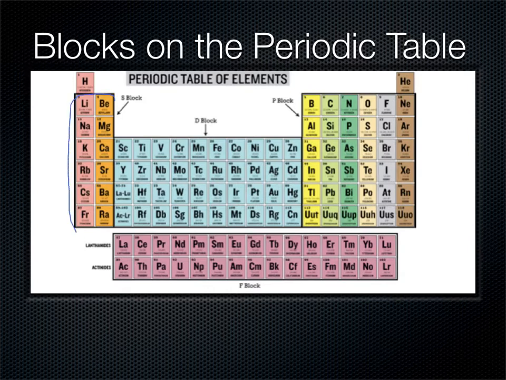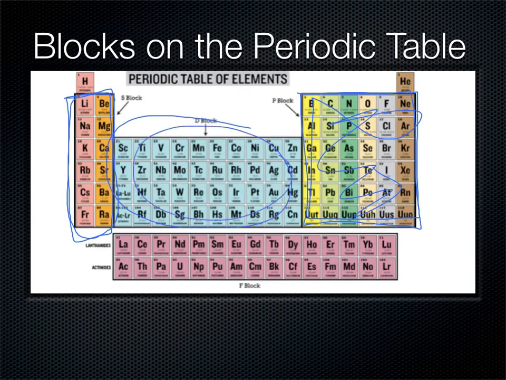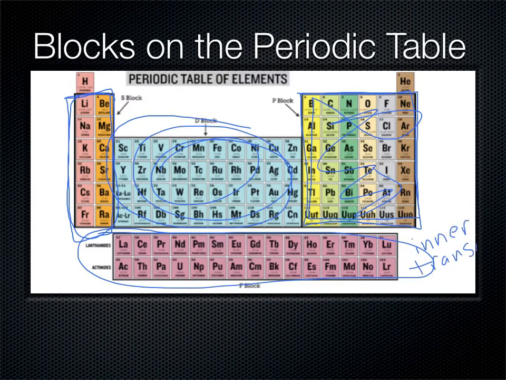So all of these guys right here, these are known as the S block because that's what you're filling. You're filling the S sublevel. Over here, these are known as the P block because you're filling in the P sublevel. In the middle, these transition ones, these are the D block. You're filling the D sublevel. And down here, the lanthanides and the actinides, sometimes known as the inner transition metals. These guys are filling the F block. So be aware of that.